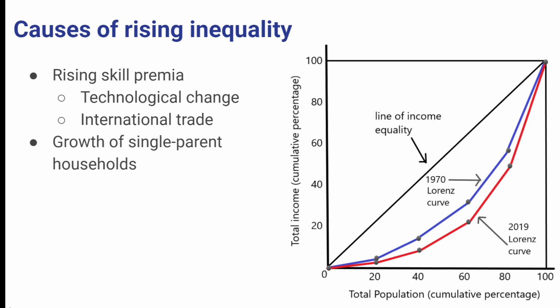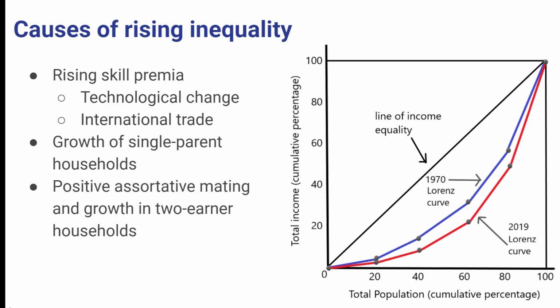Another factor, though, has to do with demographic shifts. And one thing that has changed is that we have significantly more single-parent households today than we did in the 1970s and 1980s. Single-parent households tend to have relatively low incomes compared to two-parent households. Another factor at the other side of this, though, is that in general we see there's a fair amount of positive assortative mating. And what that means is that people tend to marry people with similar characteristics. Specifically here, it's referring to education and earnings potential.